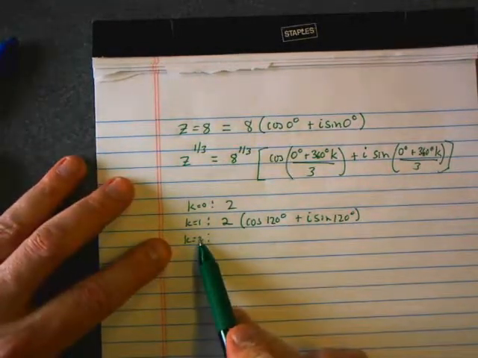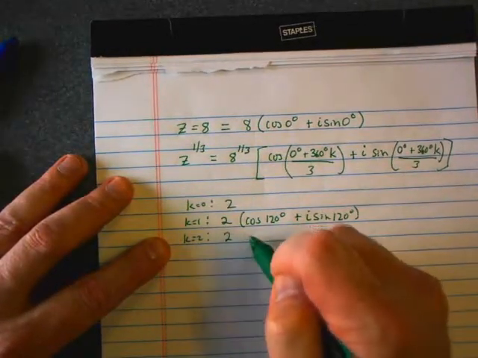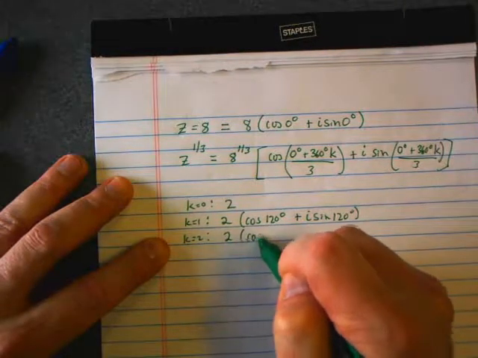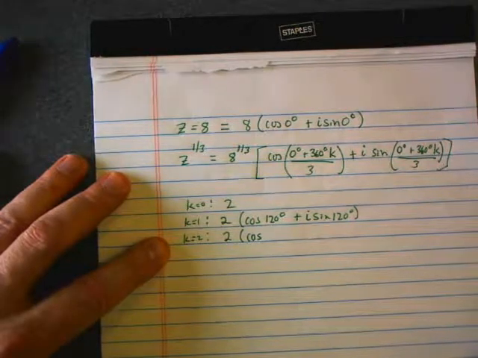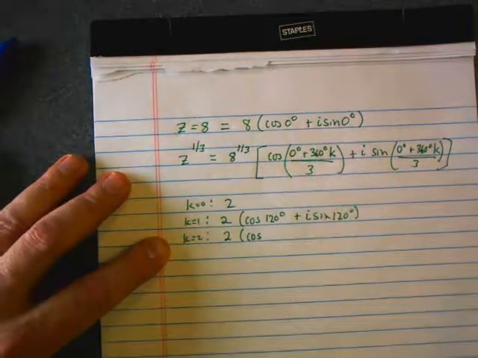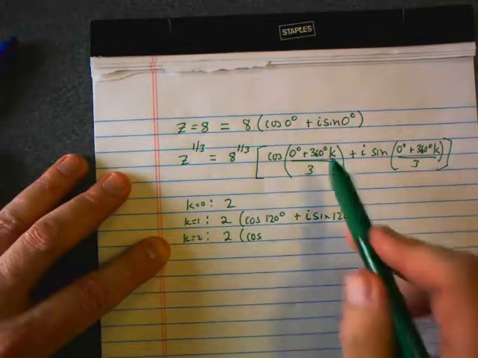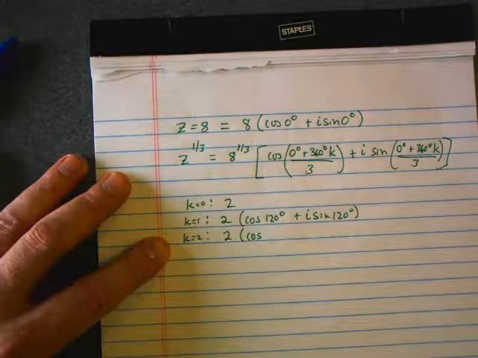Finally, I plug in k equals 2. 8 to the 1/3 is still 2. Cosine, what's 360 times 2? It is 720. What's 720 plus 0? 720. What's 720 divided by 3? 240, that's correct.